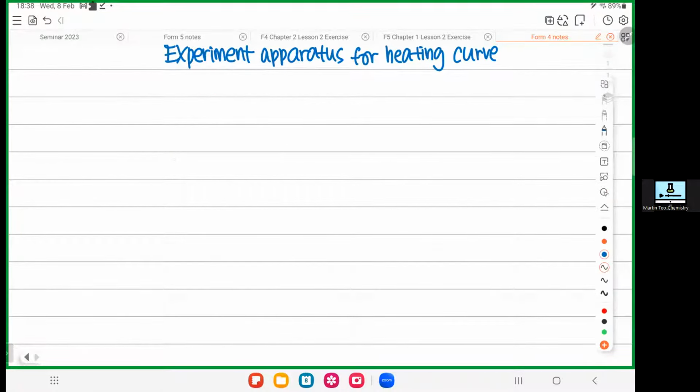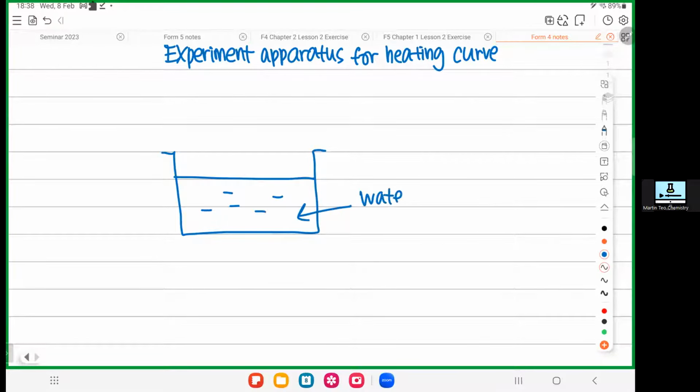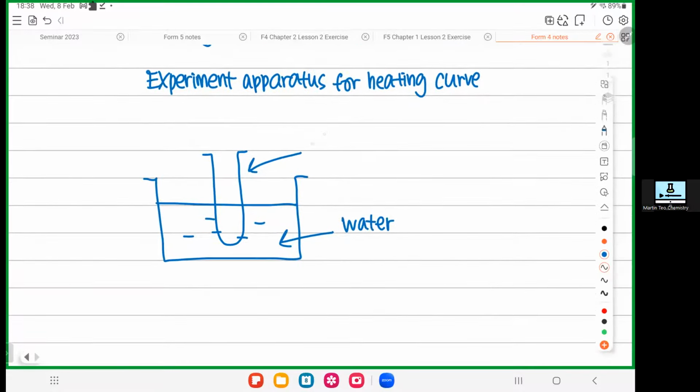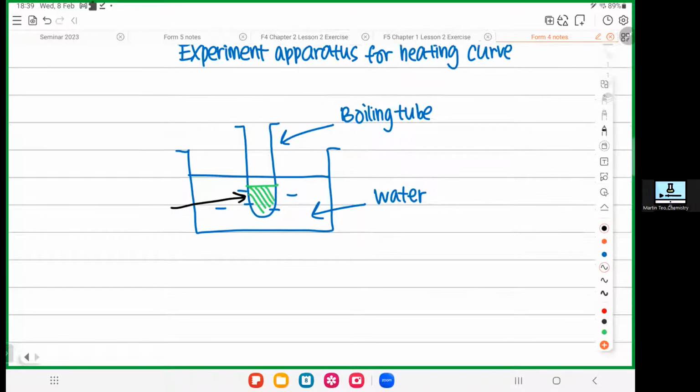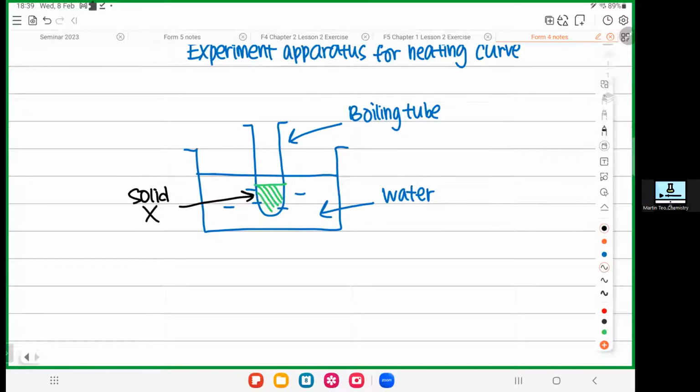First of all, you have a beaker. This beaker has some water inside. And then here you have a boiling tube. In the boiling tube, you put your substance. Let's say this substance is a solid. I call it X. It can be W, X, Y, Z, A, B, C, D, E, any unknown also can. Solid X. I just call it X.